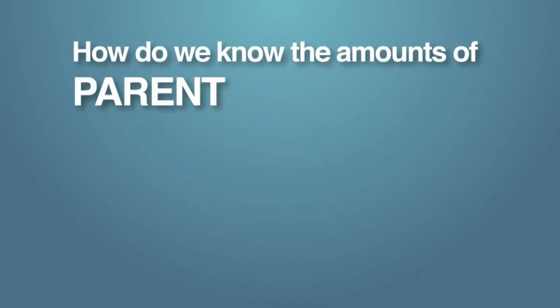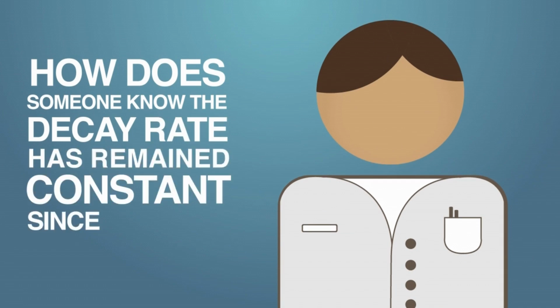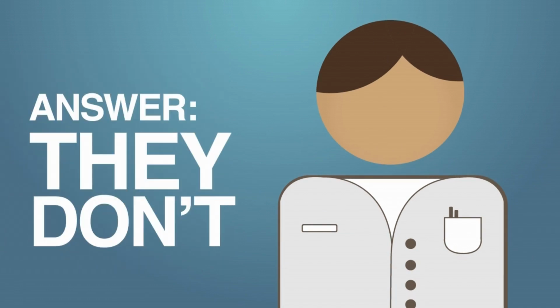How do we know the amounts of parent or daughter elements now in that sample haven't been altered by other processes in the past? How does someone know the decay rate has remained constant since the rock formed? The answer is they don't.